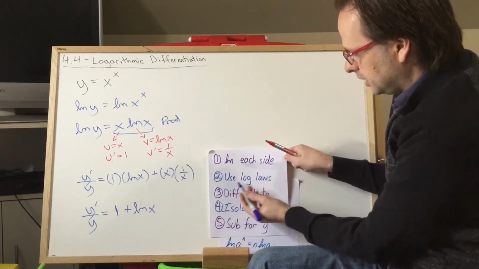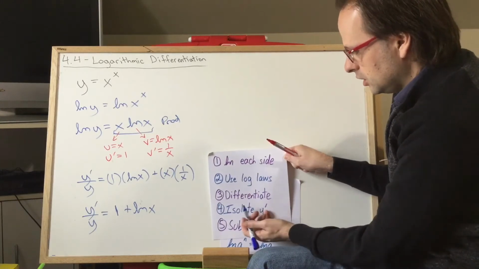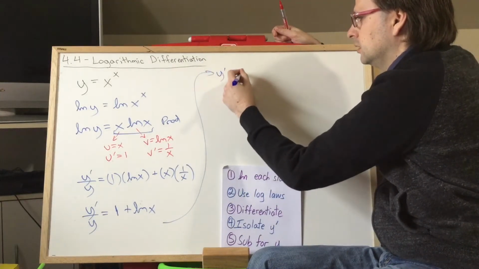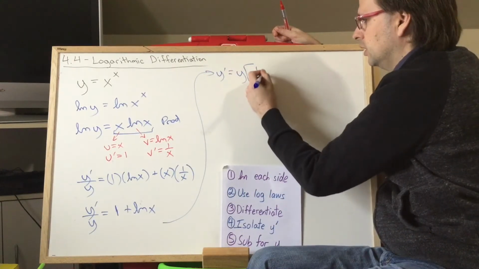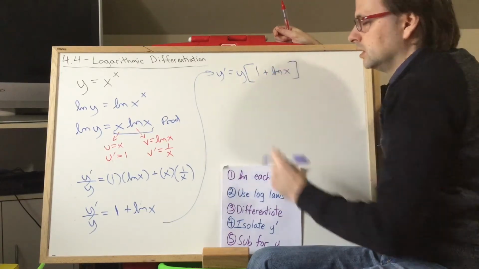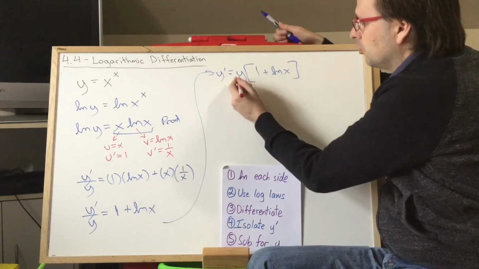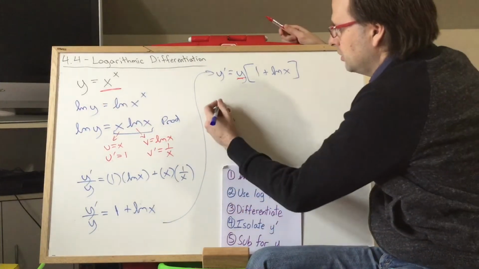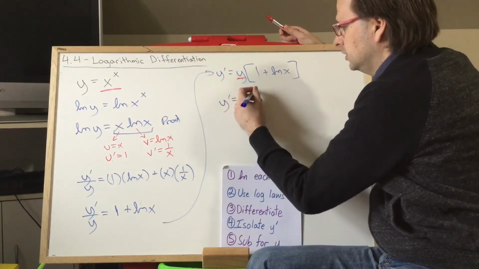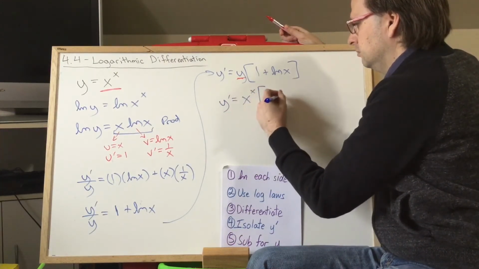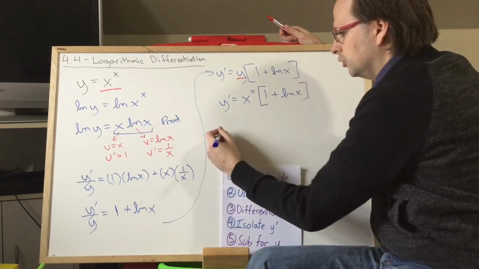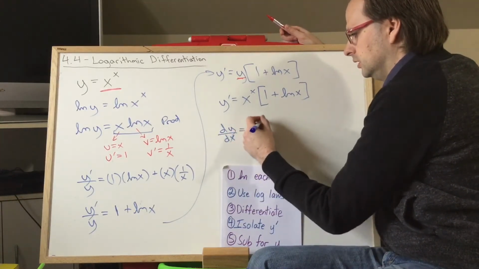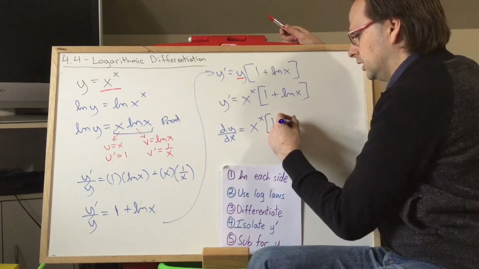Okay, checking our steps. We have log both sides, we've used log laws, we've differentiated. Now we've got to isolate y prime. So that means times it by y, and we get y times 1 plus ln x. And lastly, we're just going to sub in for y. Instead of y, we'll write x to the x. So that gives us y prime is x to the x times 1 plus ln x. Or if you write it in Leibniz notation, that would be dy by dx is x to the x times 1 plus ln x.